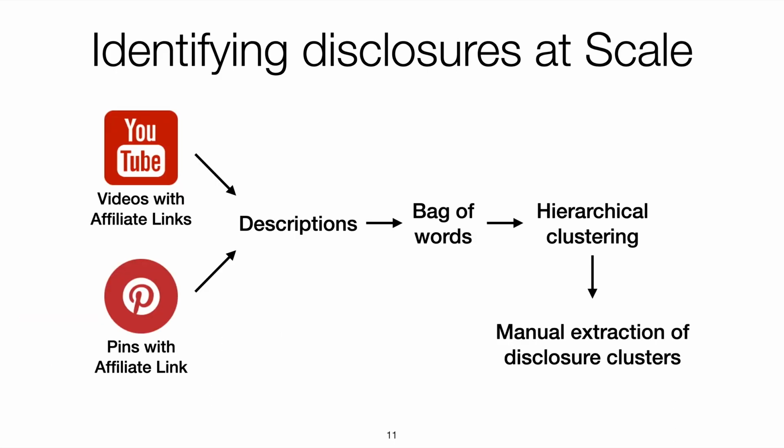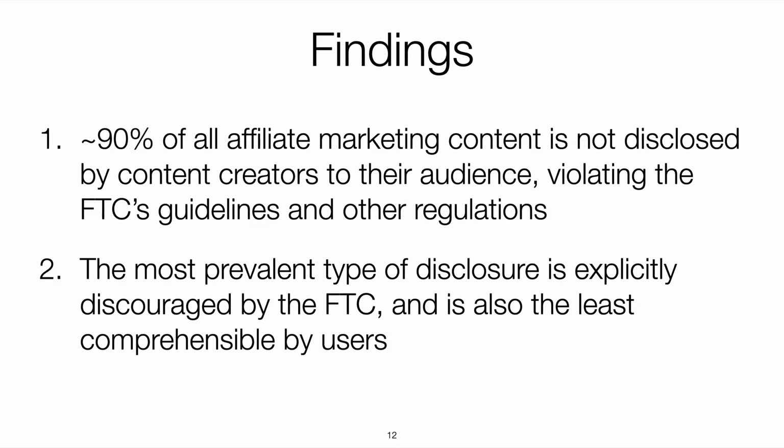And then I used unsupervised machine learning methods to cluster the video and pin descriptions, and then I extracted the clusters that corresponded to endorsement disclosures. I found that nearly 90% of all affiliate marketing endorsements are not disclosed by content creators to their audience, thus violating the FTC's guidelines and other regulations around the world. The most prevalent type of disclosure is also explicitly discouraged by the FTC and least understood by users.